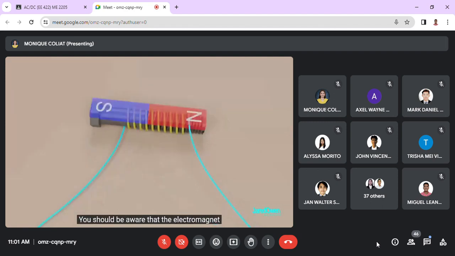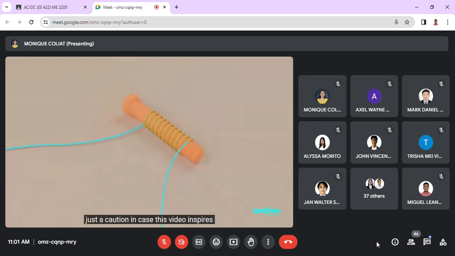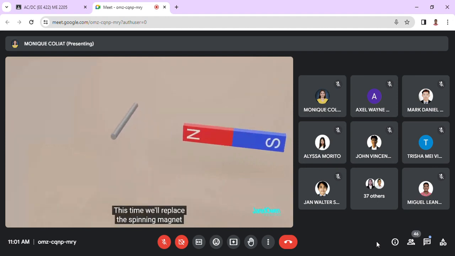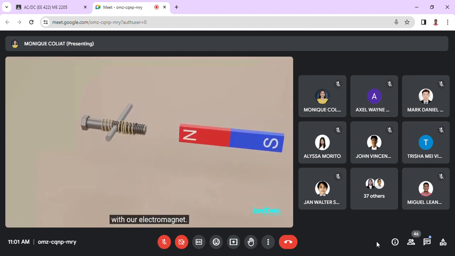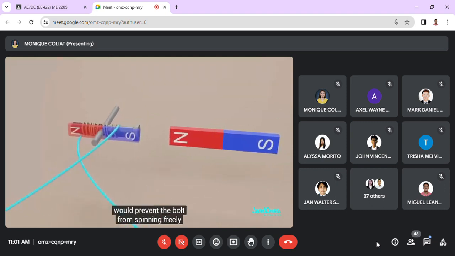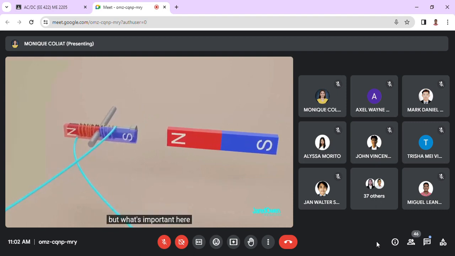Let's come back to our spinning magnet. This time we'll replace the spinning magnet with our electromagnet. As soon as we connect the wires, the magnet turns on and it lines up with the side magnet. Now, in reality, connecting these wires would prevent the bolt from spinning freely, but what's important here is the concept of the spinning electromagnet. Now let's switch the wires to reverse the poles on the electromagnet.